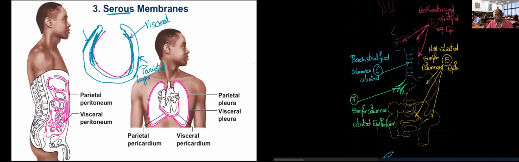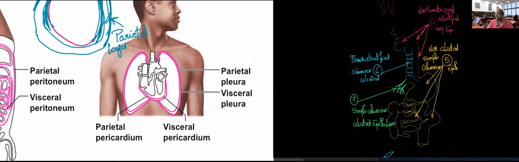So again, any serous membrane is going to have two layers. One is visceral, attached to the wall of the organ, and one is parietal, which lines the cavity. And we have three major examples here of serous membranes. So we have the ones that will be surrounding the heart.